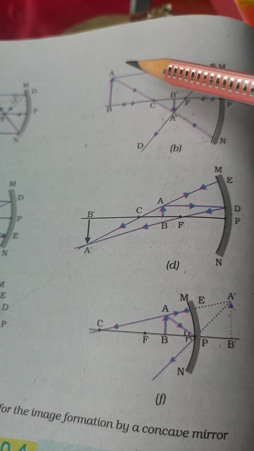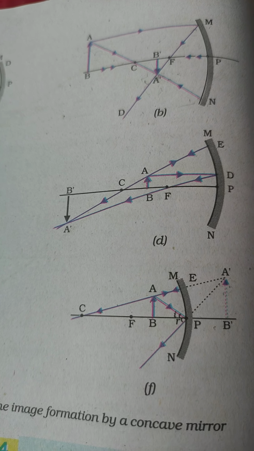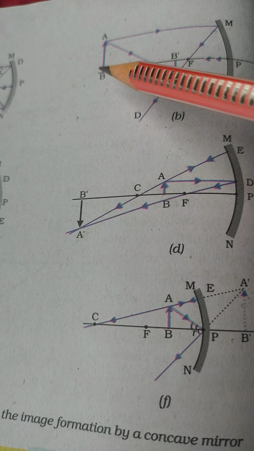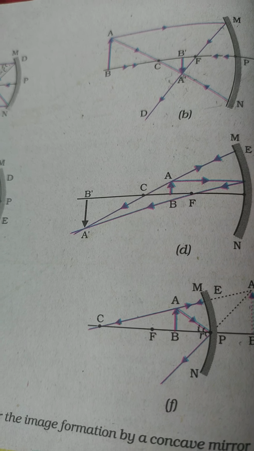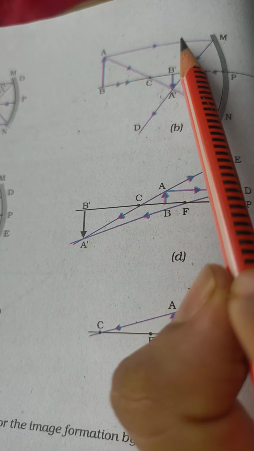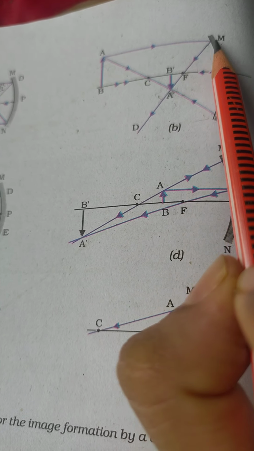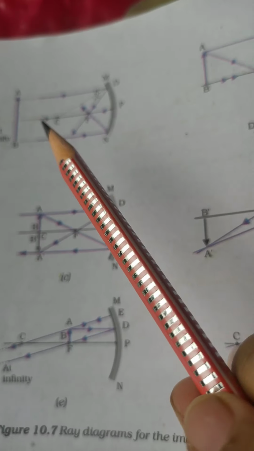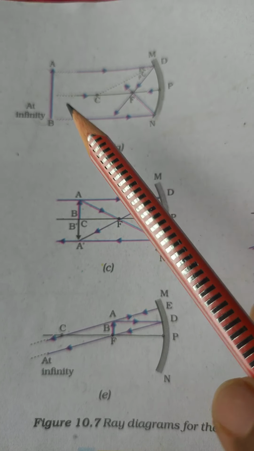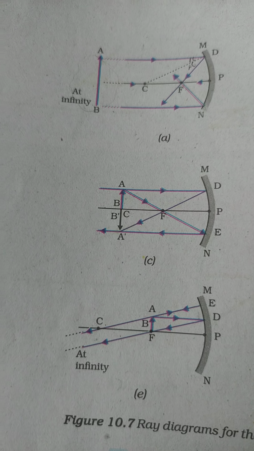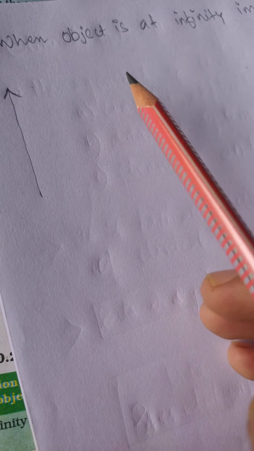But when the object is not so far away, when it has a certain defined place, at that point of time we make a ray coming from the head part only. But here, when the object is at infinity, we always make multiple rays emerging from an object. Now let's see this.